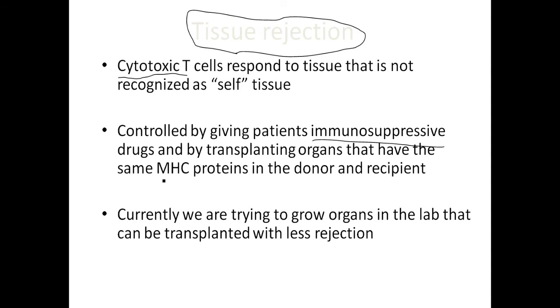We try to match the proteins on the surface, the MHC proteins. We try to match the donor and the recipient as close as we can to reduce the amount of immune response. We're also trying to grow organs in a lab, not in a human body, and there should be less rejection with that.